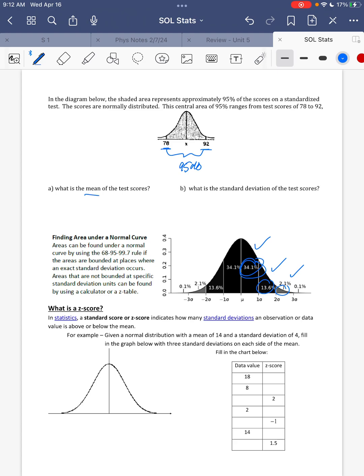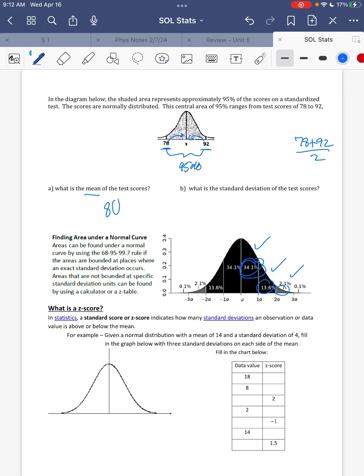So 78 to 92. So I got a couple questions about this. What is the mean score? So the mean has to be in the middle, right? So I have to find the middle of 78 and 92. So, you could count it out, or you could say to yourself, well, if you go 12 up from 78 and 12 down from 92, that's going to be 80. If you really wanted to, you could take 78 plus 92 divided by 2, and you would find the middle that way also. But I think this one's kind of easy to count.